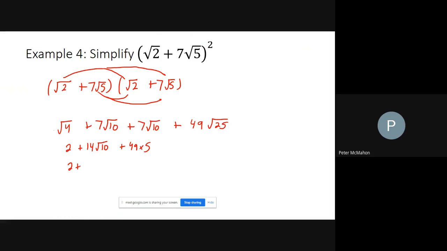So this is 2 plus 14 root 10 plus 49 times 5. 49 times 5 is 245. And we can add 2 and 245, so we get 247 plus 14 root 10. All right, so here's our final answer for this one over here.